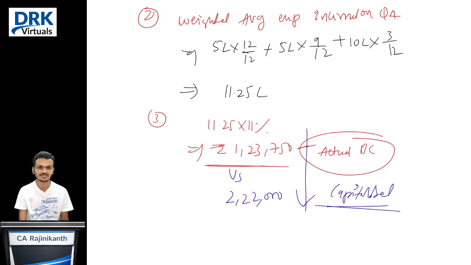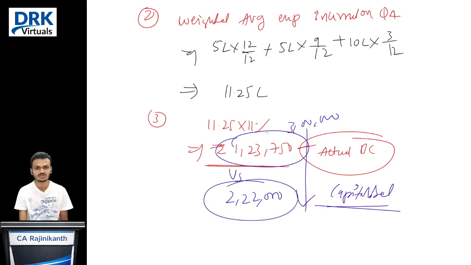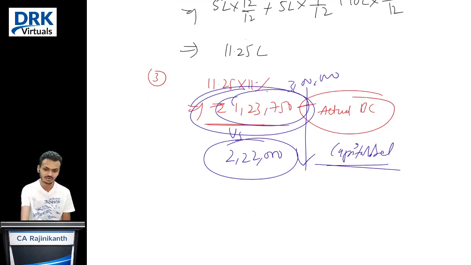Lower can be capitalized. Suppose, in our example, this number is not 1 lakh 23,750, let's assume it is 3 lakh rupees. It is not appropriate to capitalize 3 lakh rupees when our actual interest cost is 2 lakh 20,000, correct? So we should definitely compare our actual borrowing cost with this number. Okay, let's do one more question for good clarity.